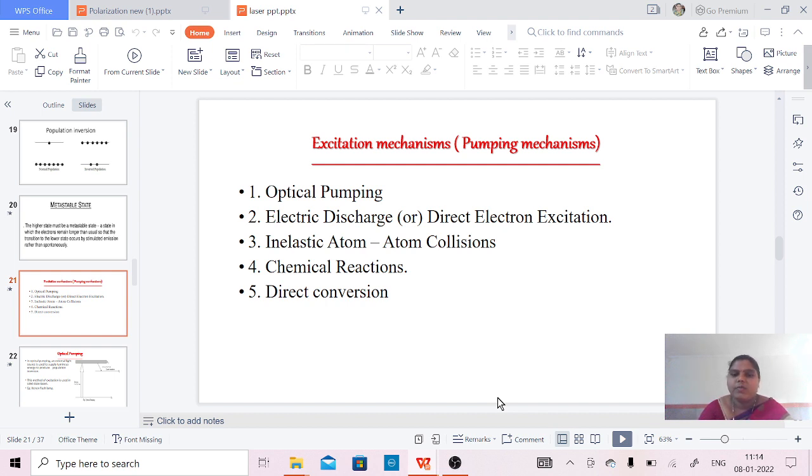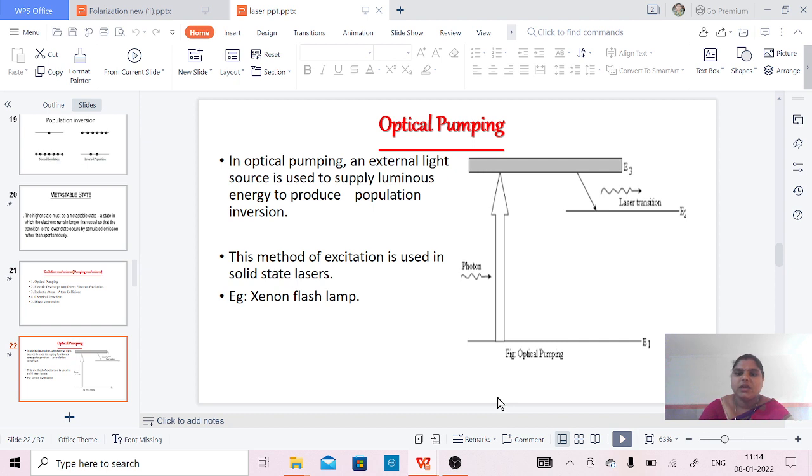Okay, and excitation mechanisms are pumping mechanisms. So we are discussing pumping. There are many pumping mechanisms like optical pumping, electric discharge or direct electron excitation, inelastic atom-atom collisions, chemical reactions, direct conversions, all these.